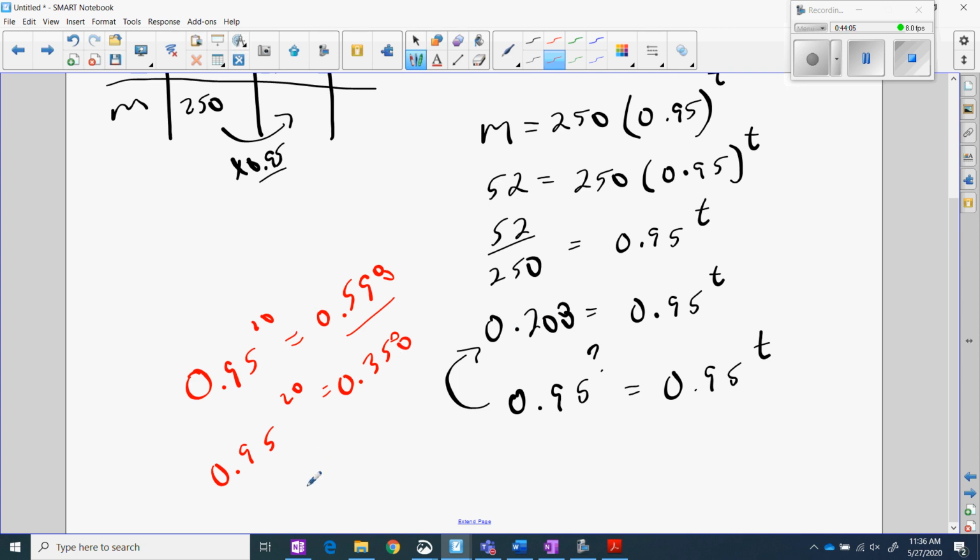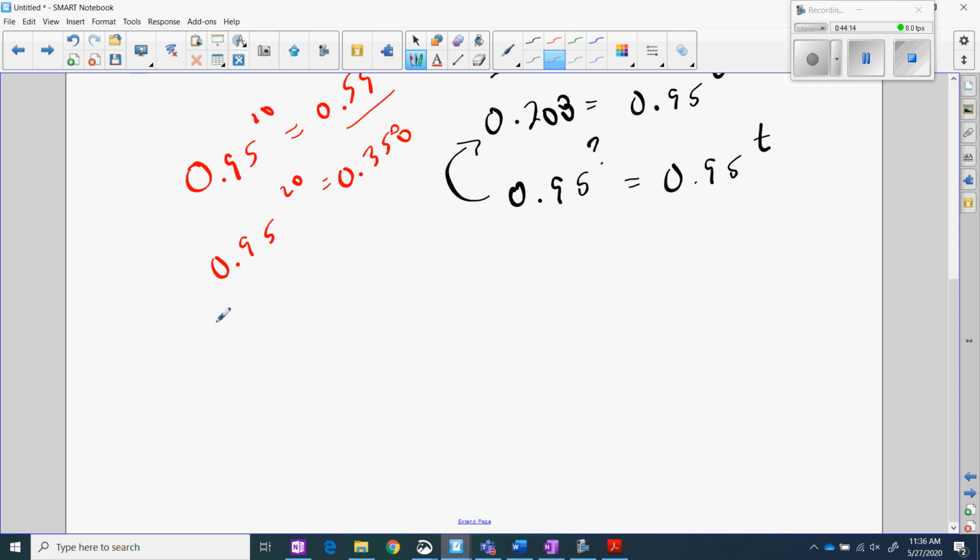0.95 to the exponent 30, I'm at 0.214. That's a pretty good approximation. Maybe we try 32. 0.95 to the exponent 32 is 0.193, so I don't want that. Let's go 0.95 to the 31. That's at 0.204. So it's somewhere between 30 and 31.